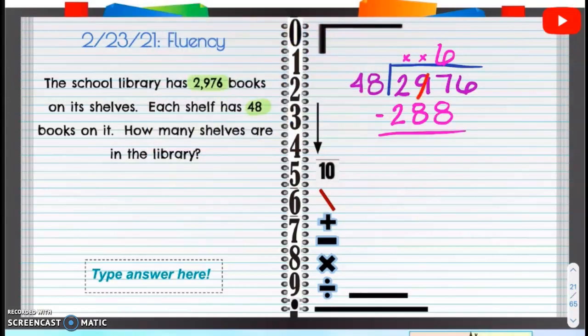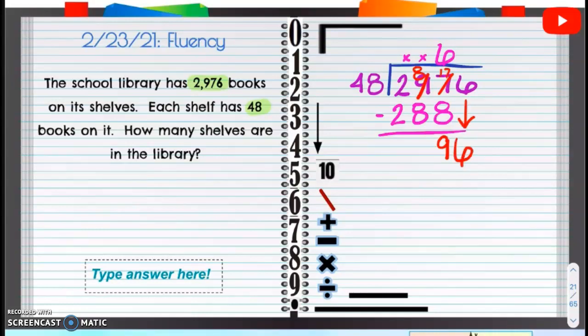So the 9 becomes an 8, to make this 7 a 17. 17 minus 8 is going to be 9. 8 minus 8 is 0. 2 minus 2 is 0. Bring down that 6. How many times can 48 go into 96?